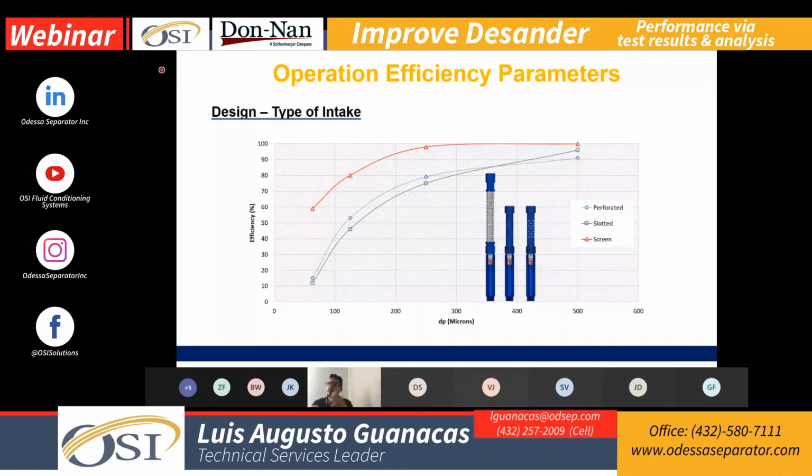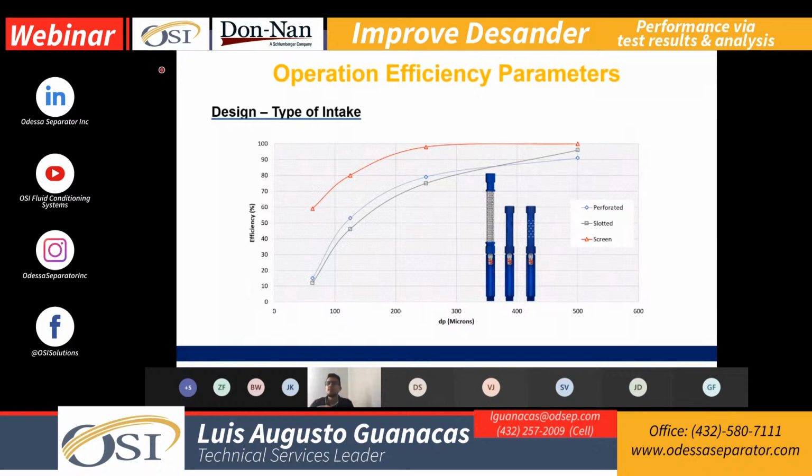You can see in the vertical axis the efficiency of the tool, and on the horizontal one the particle diameter. So if we check first the slurry and perforated ones, which are the gray and blue lines, you will see that those are very close. I mean, there is not much of a difference in the performance of a slurry versus a perforated desander. We will find that they match each other, so it's really close.